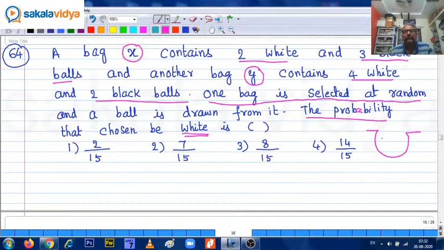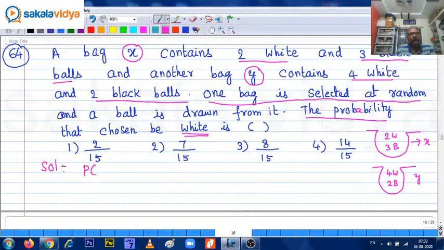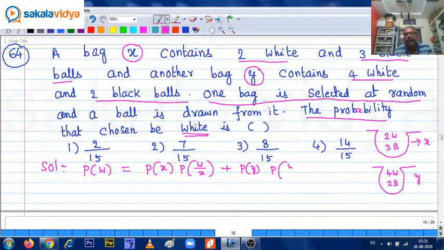This is the first bag, say X. X bag contains two white, three black. Next take Y bag. Y bag contains four white, two black balls. Now the probability of the chosen ball being white. Let us say the solution is like this. Probability of W, probability of selecting a white ball, that means actually probability of selecting bag X and probability of W conditioned on X, plus probability of selecting bag Y and probability of getting a white ball from Y bag.